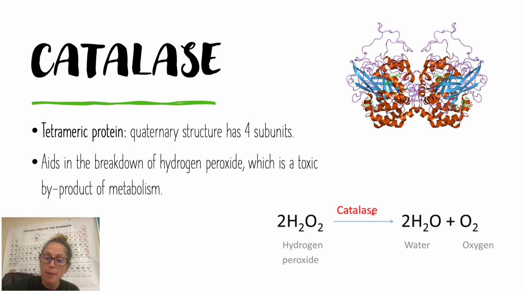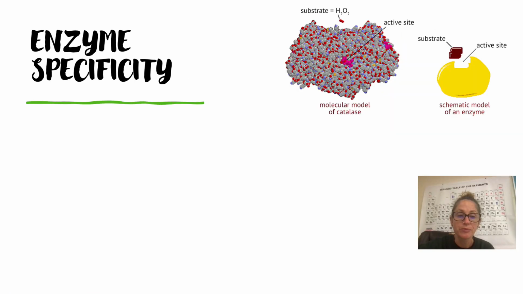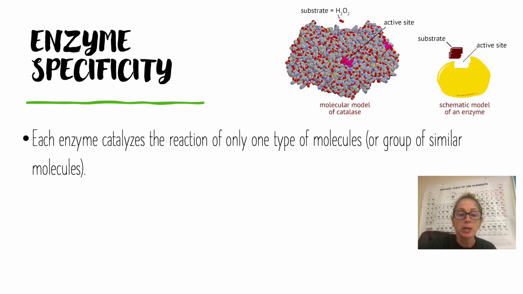Enzymes of any sort, or any catalysts, are drawn above the arrow because that indicates that it's not actually a reactant or a product. It is a catalyst of the reaction. So this is where we would put the enzyme name. Enzymes are very specific to the substrates that they bind. Each enzyme catalyzes the reaction of only one type of molecule or group of similar molecules.